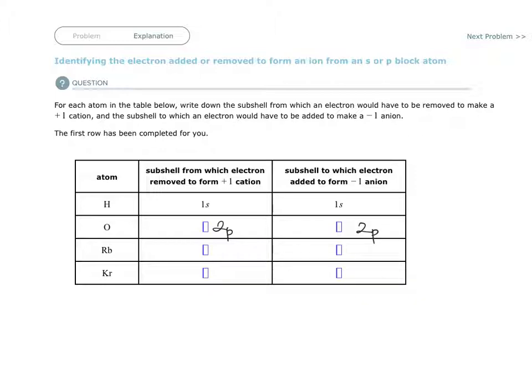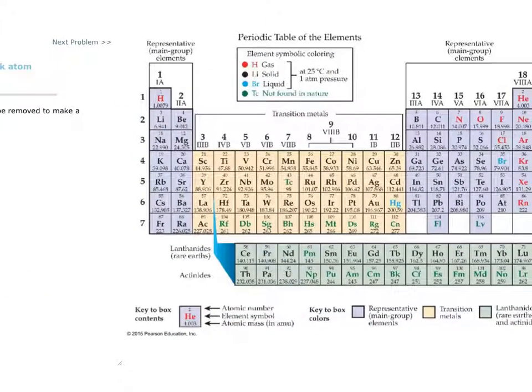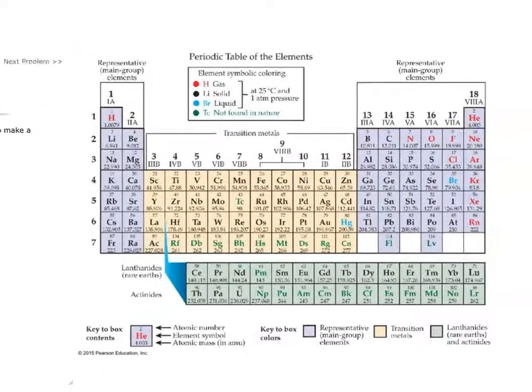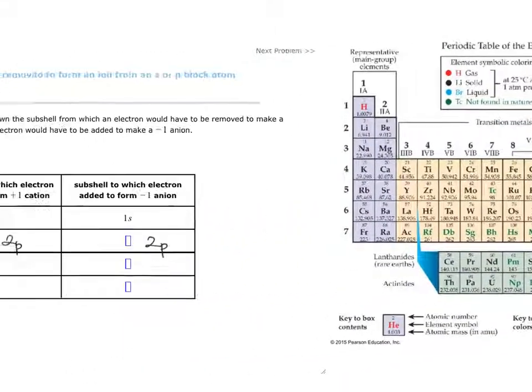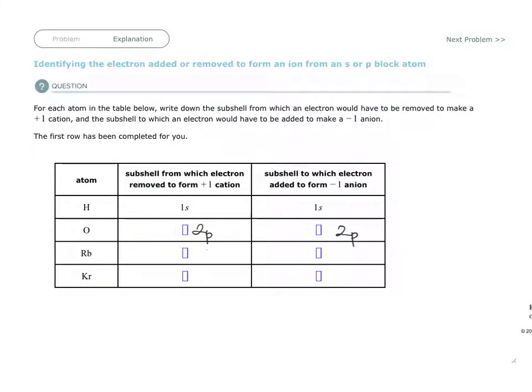Okay, what about rubidium? Rubidium is in this subshell. So if you add one, it'll look like strontium. So if you add one, it'll be in the 5s. What if you lose one? Okay, so if you lose one, here's where you are. You're in the 5s, so you're losing it from the 5s. I also gain it. I put it in the 5s. So rubidium would both be in the 5s. Rubidium 5s, rubidium 5s.